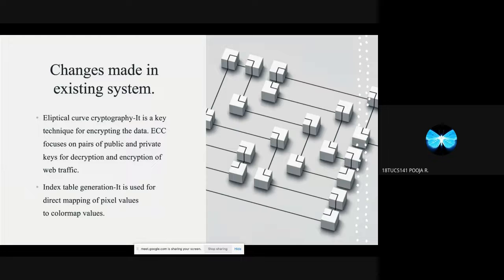Because it has a key value which has a stronger key size. The key size of elliptical curve cryptography is 256 bits, ma'am, which is equal to 3072 bits used in the existing system. In order to overcome that, we have used elliptical curve cryptography.